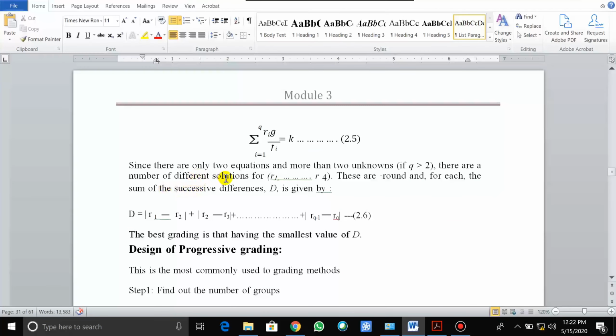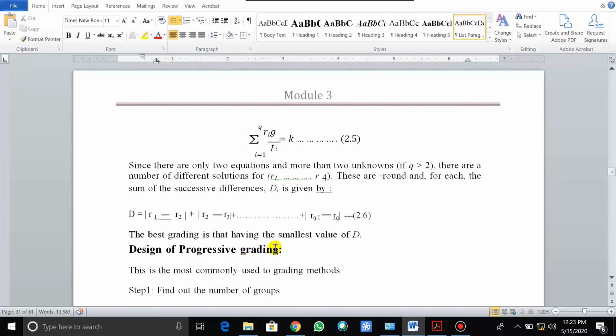Since there are only two equations and more than two unknowns, if q is greater than 2, there are a number of different solutions for r1 to r4. There are rounds, and for each, the sum of successive differences, that is d, is given by d = |r1 - r2| + |r2 - r3| + ... + |r(q-1) - rq|.